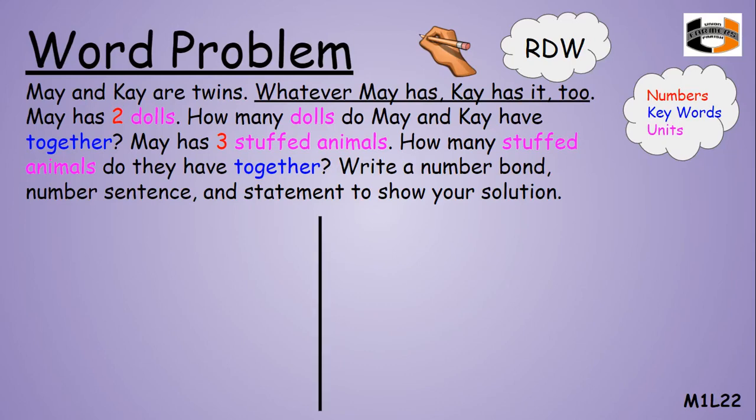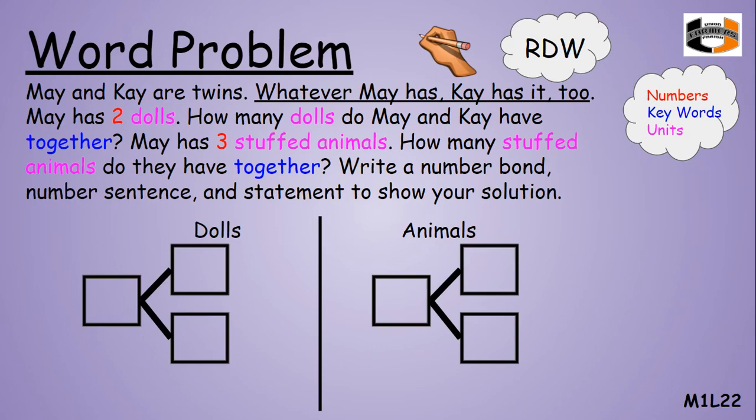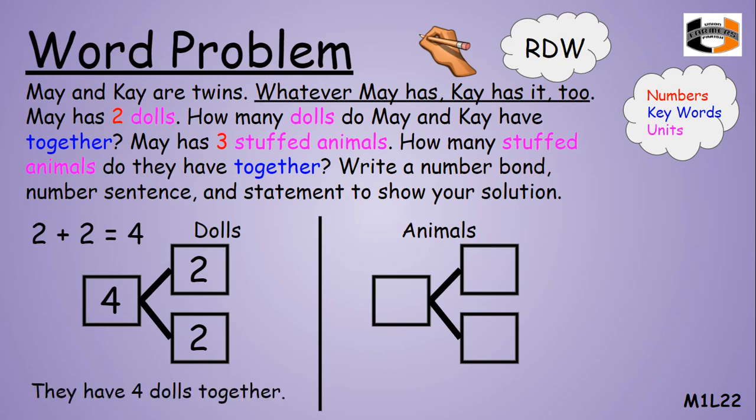Okay, the first thing we're going to do is draw a line and put our dolls on one side and our animals on the other side. Here are our number bonds. We know that May has 2 dolls, and whatever May has, Kay has it too. So Kay has 2 dolls. We're going to add those together. 2 plus 2 equals 4. So the total number of dolls is 4. And here's our statement. They have 4 dolls together.